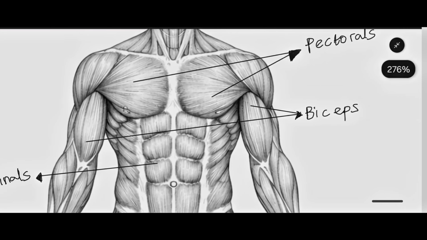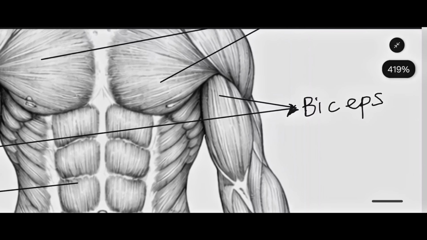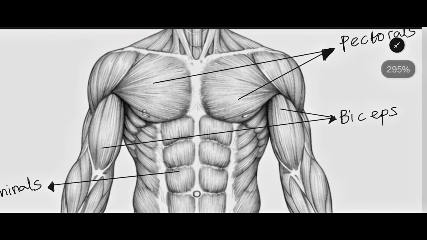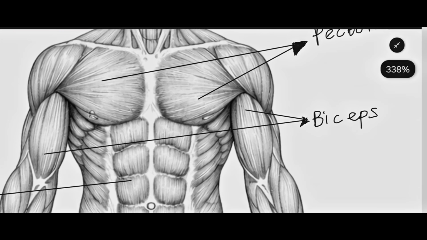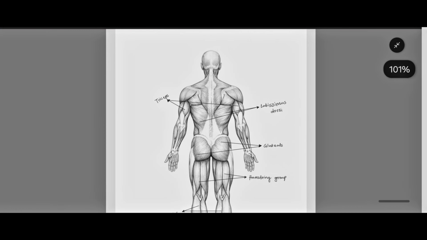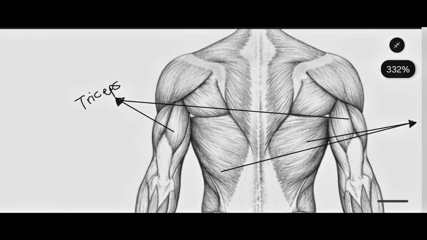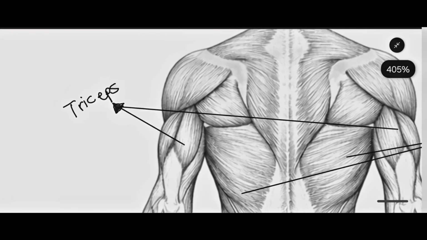Next muscle, we have your biceps, found here at the front of the upper arm, and your biceps help to bend the elbow, and this movement is called elbow flexion. Next, we have the triceps at the back of the upper arm. Your triceps are important for straightening the elbow. So they straighten the elbow, which is called elbow extension.